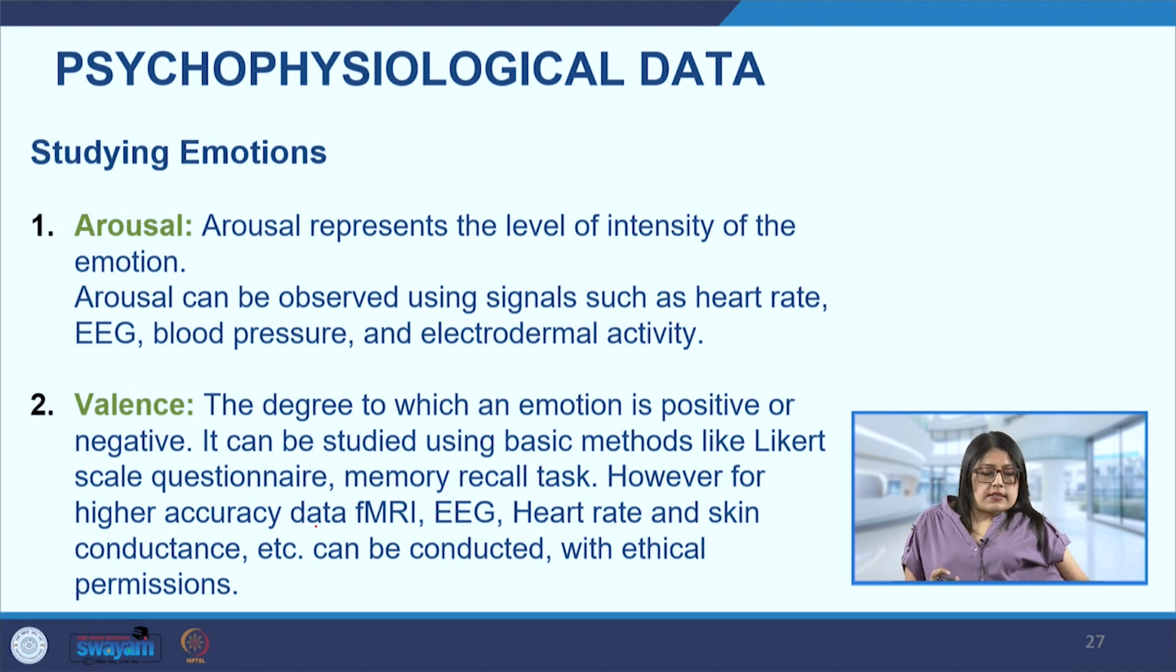And the valence is the degree to which the emotion is positive or negative. So when we see, like I said, a cute puppy or a kitten, we feel positive. But when we see something which is not as pleasant, then we have a negative emotion. When we see maybe a dead animal or some unpleasant situation, that makes us feel the opposite.